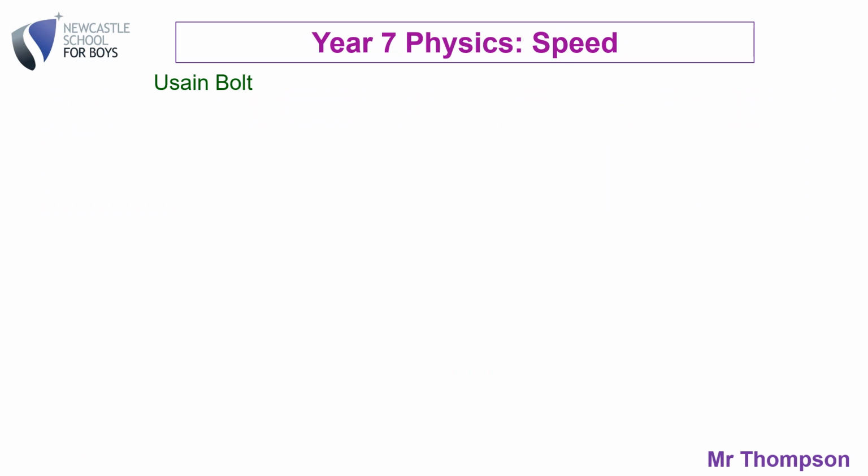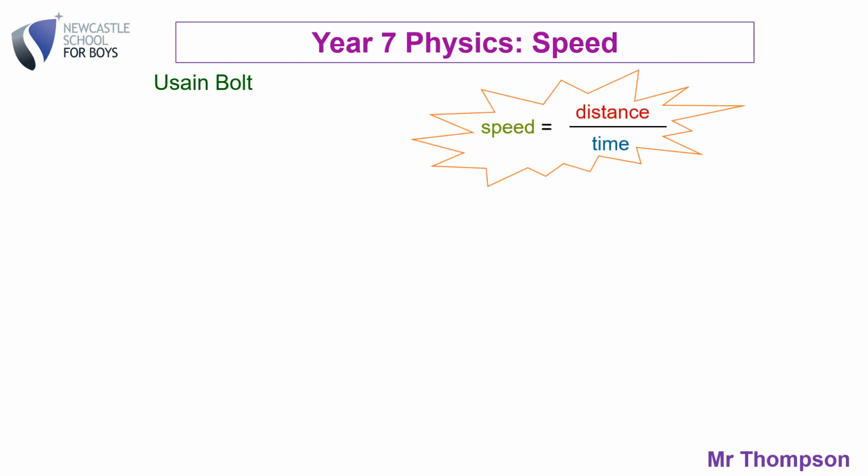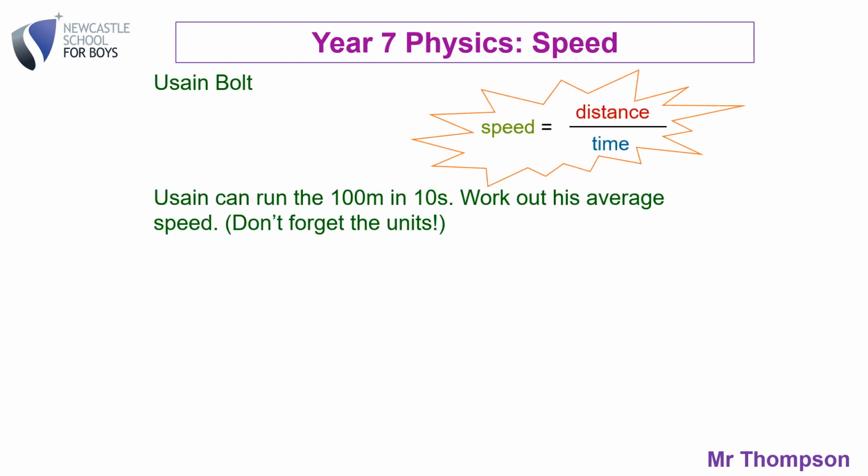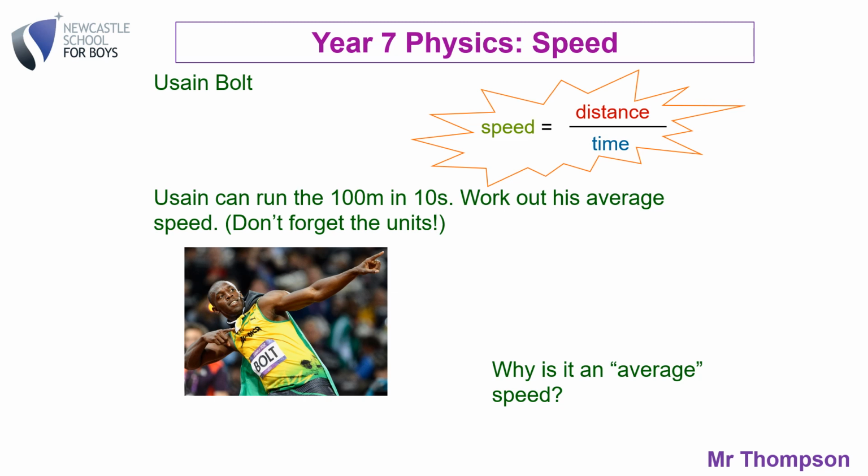So just a reminder, you might be familiar with some of these slides. We did these quite a while ago. They give you some examples of speed. Usain Bolt, we start with, can run 100 meters in 10 seconds. He could run a little bit faster than that, but it makes the math a lot easier if he's run it in 10 seconds exactly.